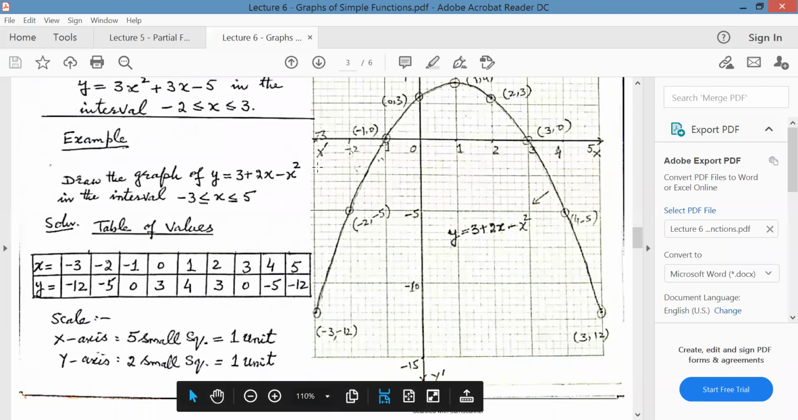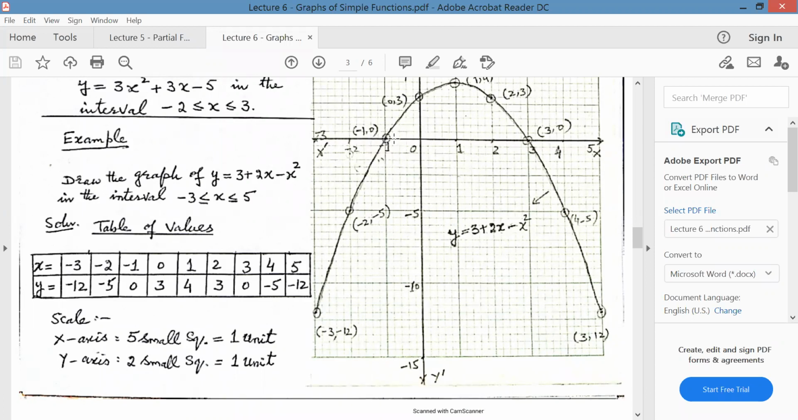At -1 it is 0. This is -1. 0 means you will remain at the x-axis. At 0 it is 3, so this is 3. (0, 3) means 0 and 6 units above. Keep on plotting all these points, and then in the end, look, I have joined all these points with the pencil. I haven't used the ballpoint. Smoothly keep on drawing this curve and join all these points.